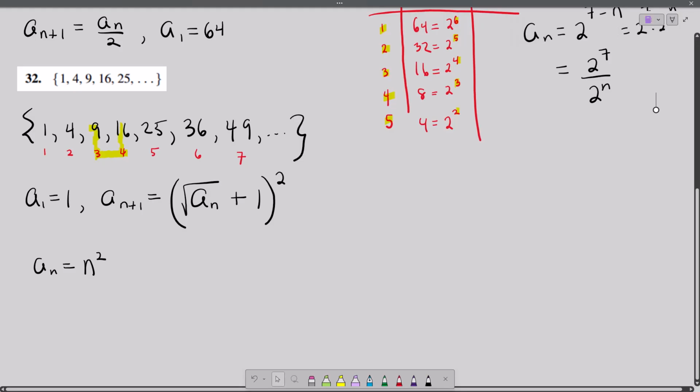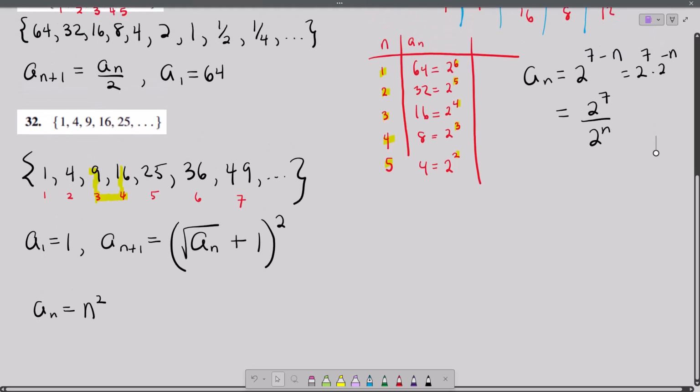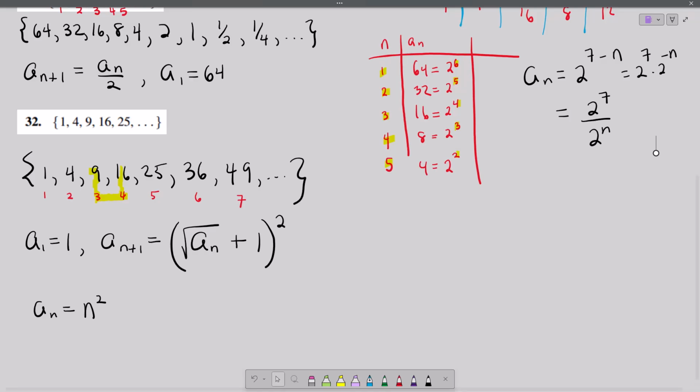Wait, real quick before you change the page. Yeah. So, since the explicit is n squared, you want to keep it like the, what's it called?